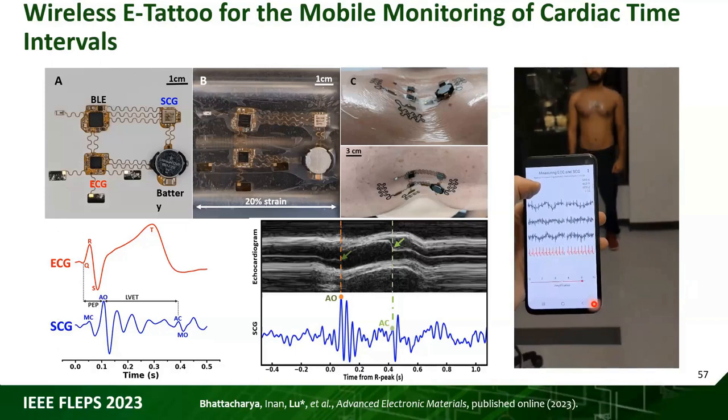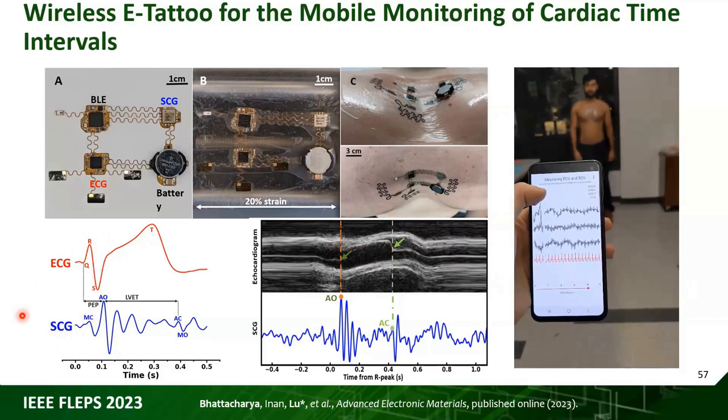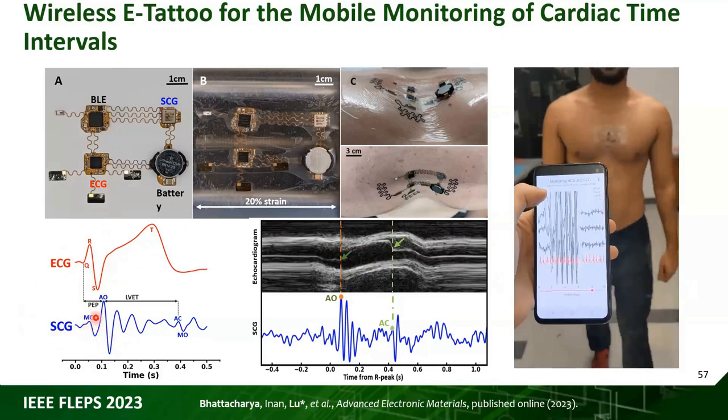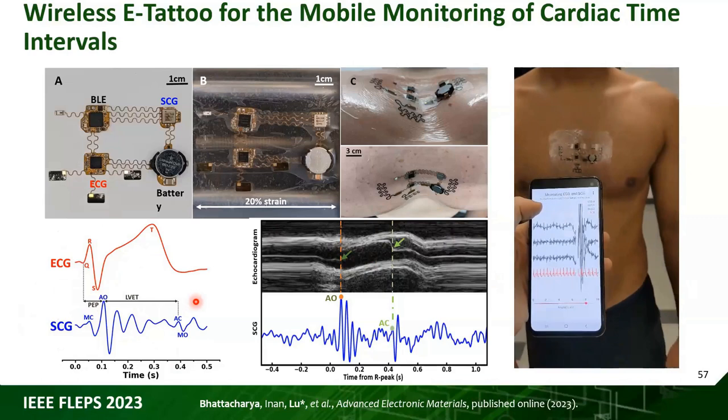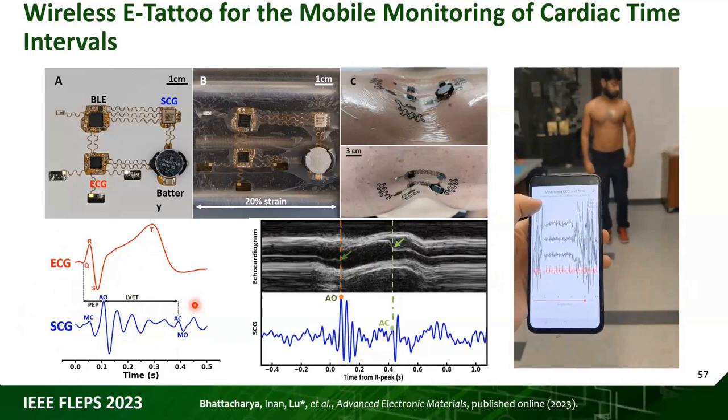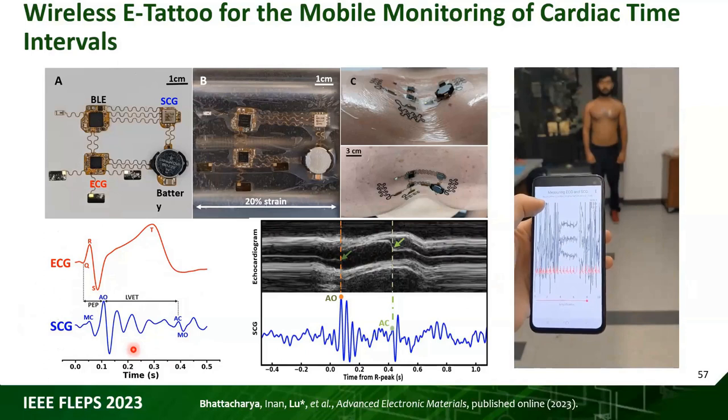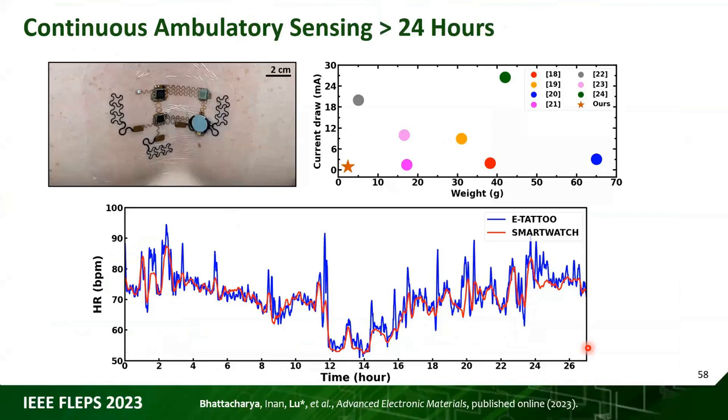I just want to highlight some of our work, which is a dual mode e-tattoo that can measure ECG and SCG simultaneously. ECG has the QRS complex, SCG has the mitral valve closing opening peaks, and combining the two it can give you like pre-ejection period, left ventricular ejection time. So give you much more insight about the heart electrical and mechanical activity. And by some algorithm, we can extract things like stroke volume or cardiac output. And it can be very ambulatory, more than 24 hours without like a discontinuity.